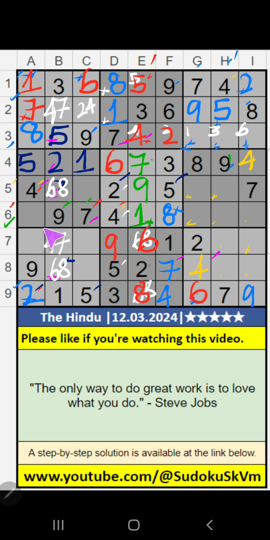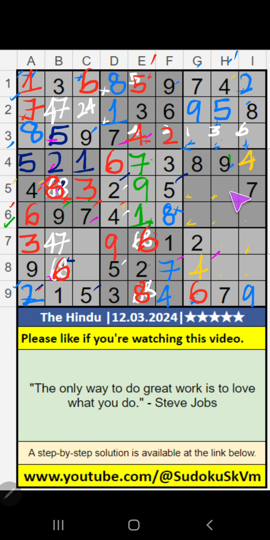Column A, 2 numbers are remaining. 3 and 6. Seventh row, we have 6. So 6 can't come in this cell. 6 is confirmed here. Then 3 is here. Fourth grid, we have 6. So 6 can't come in this cell. 6 is confirmed here. Then 8 is here. Then fourth grid, only one number remaining. 3. 3 is confirmed here.